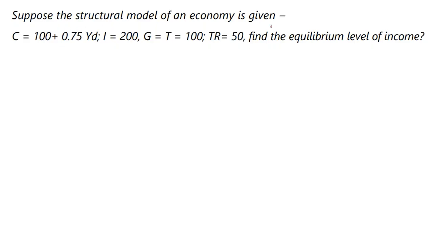Suppose the structural model of an economy is given by C is equal to 100 plus 0.75 YD, I is equal to 200, G is equal to T is equal to 100, TR is equal to 50. Find the equilibrium level of income.